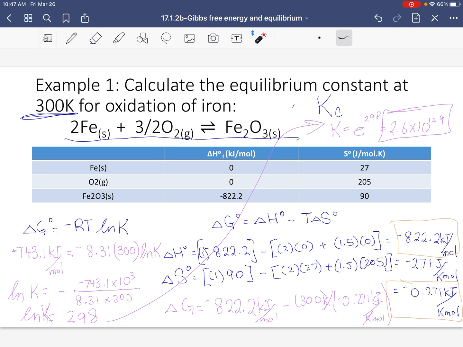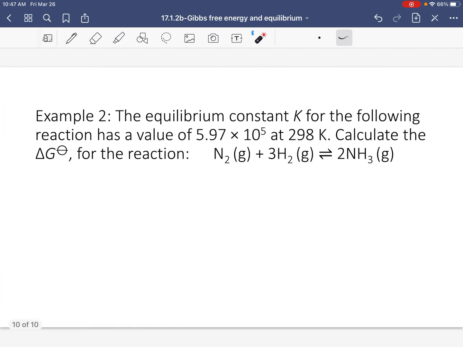Sorry for the mistake with the units. As I said, units trick me all the time too. Hopefully it doesn't trick you with this example. What I want you to do is calculate delta G this time, given that this is your equilibrium constant for this reaction at that temperature.